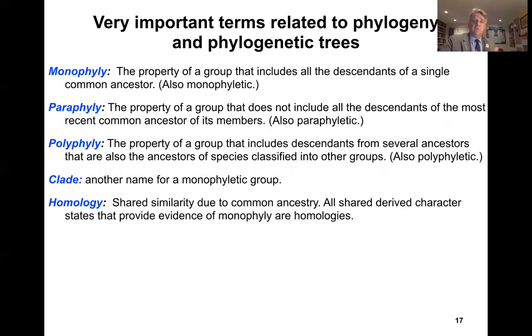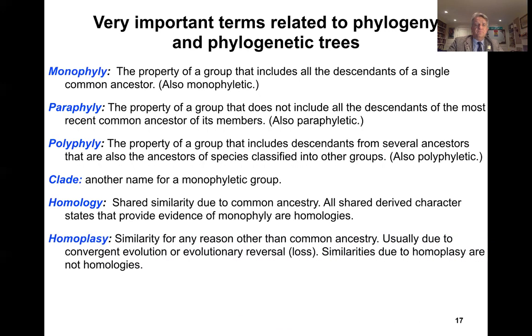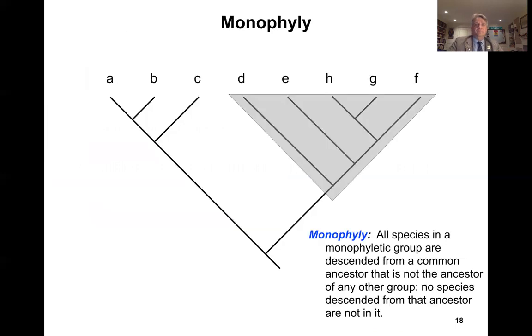Homology we covered in the first lecture. Homology is just shared similarity due to common ancestry, and all shared derived character states that we're using to provide evidence for monophyly are by definition homologies. And homoplasy is similarity among lineages for any other reason besides common ancestry. Homoplasy is usually due to convergent evolution or evolutionary reversals, that is, loss of traits, and similarities due to homoplasy are not homologies.